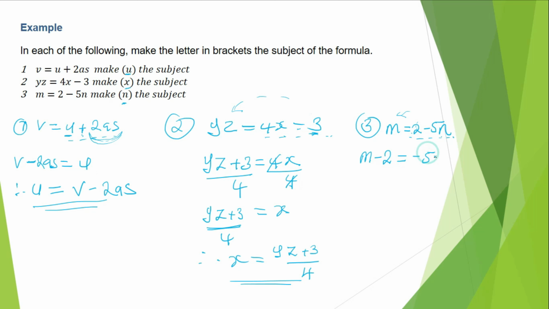Now we are making n the subject of the formula and not negative 5n. So here you have to divide by negative 5 on both sides. Then negative 5 and negative 5 divide and we have just n, which is the same as n is equal to m minus 2 over negative 5. So therefore we are saying n is equal to m minus 2 divided by negative 5. And we have just made n the subject of the formula. It is just that simple.